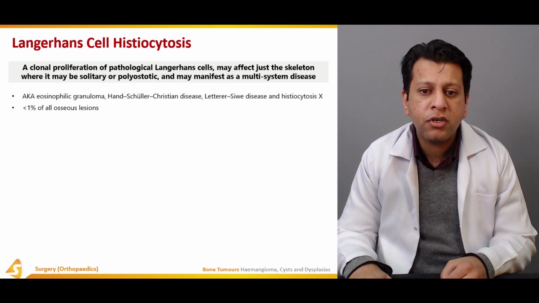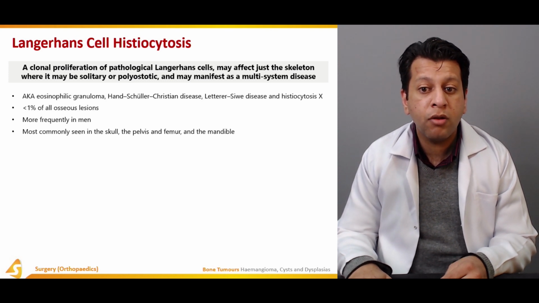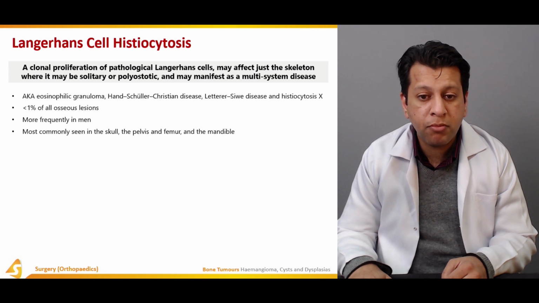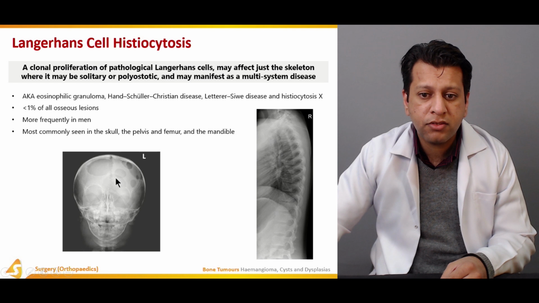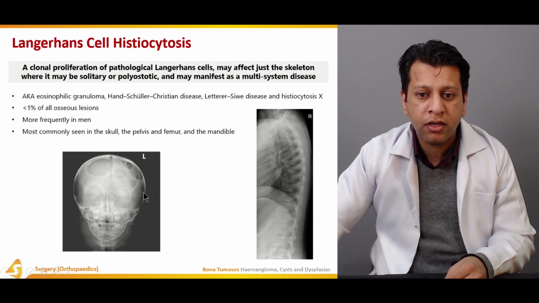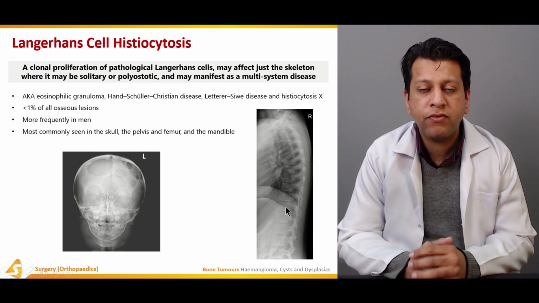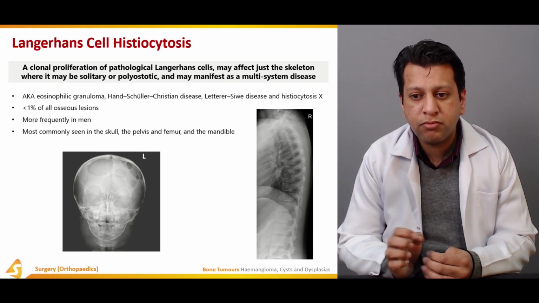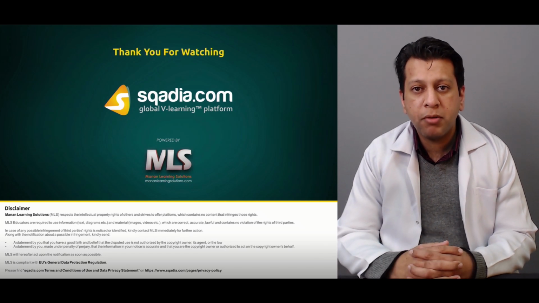Less than 1% of all osseous lesions, very rare, more frequent in men, more commonly seen in the skull, pelvis, femur, and mandible. You see it over here. If you see the lytic lesions, multiple lytic lesions can be appreciated in the skull. Similarly, multiple lytic lesions are usually seen in the spine as well.